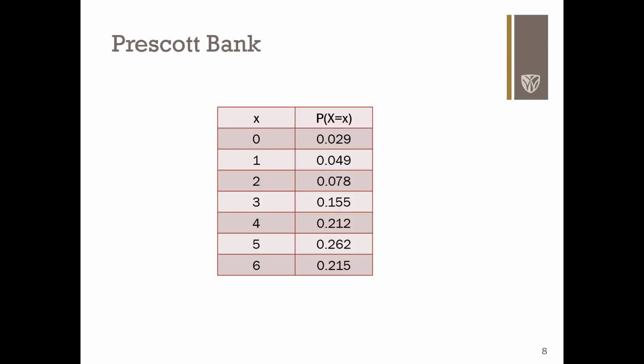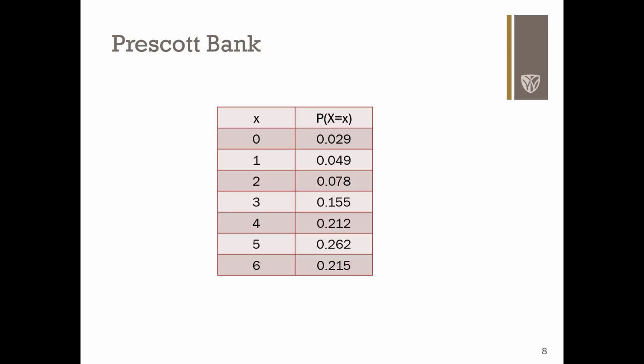So here's our distribution. This is a probability distribution. There are 6 tellers, and so you could either have 0, 1, 2, 3, 4, 5, or 6 of those tellers busy with customers, and you can see the probabilities on the right-hand side of that distribution. If you add those probabilities up, they do add up to 1. So the likelihood of no one being busy at 1 o'clock in the afternoon is only about 2.9%. The probabilities peak at 5 tellers busy with customers. There's a little over 26% chance that 5 of those tellers will be busy with customers.